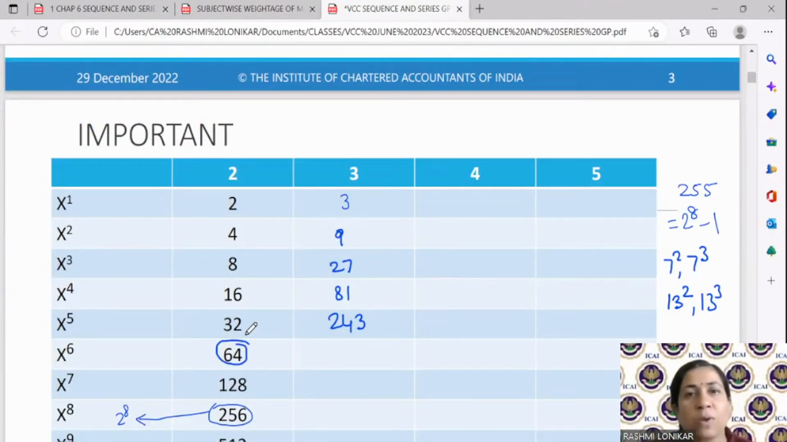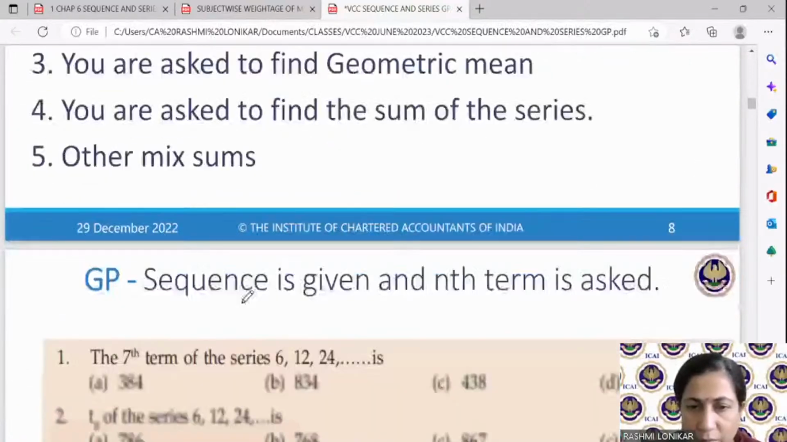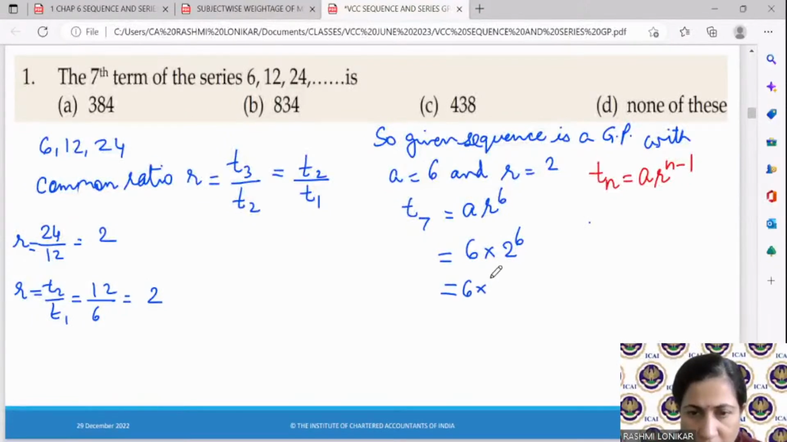This is why this becomes easy. Or you can do it on the calculator also, 2 into 2 into 2. Just be careful that you are counting properly. So this is 64. So 6 into 64. How much is this? 64 into 6. It is 384. So 384. Have you understood this first term?